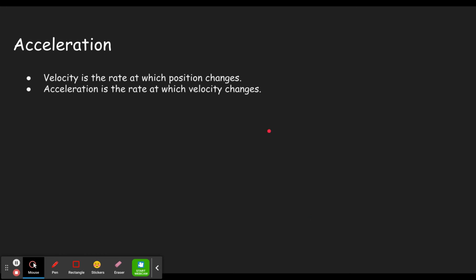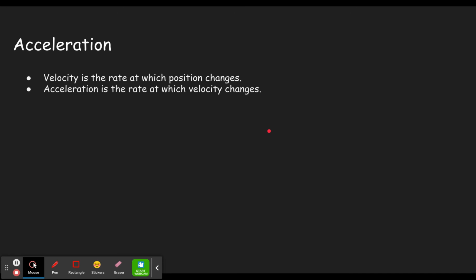And so let's get on to the definition of acceleration. So first of all, velocity, which is a part of what acceleration is, is not acceleration. Velocity is the rate at which a position changes, right? How much does the position change each second? Well, acceleration is the rate at which velocity changes. So how much does the velocity change each second?